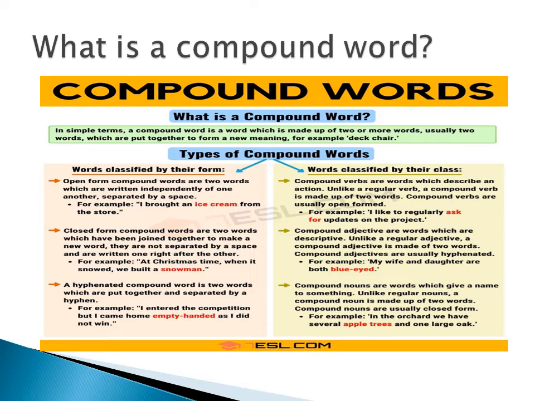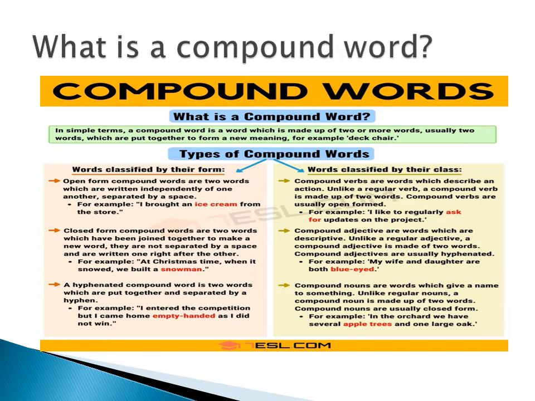Let's go to the second type. Words classified by their class. Compound verbs are words which describe an action. Unlike a regular verb, a compound verb is made up of two words. Compound verbs are usually open form. For example, I like to regularly ask for updates on the project. Asked for is a compound verb and they are not written together.